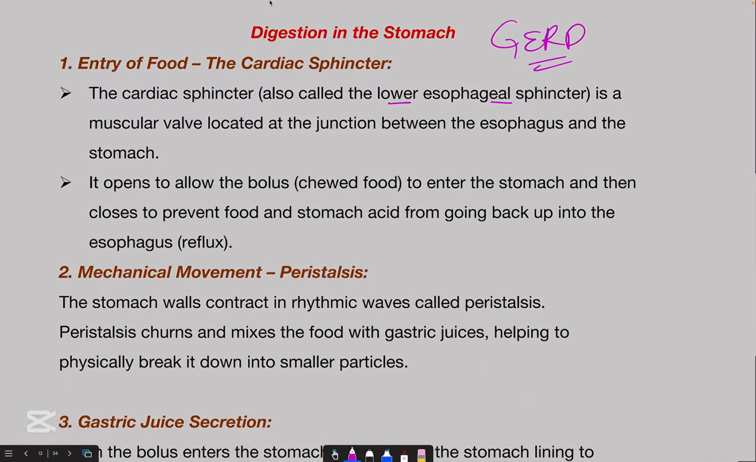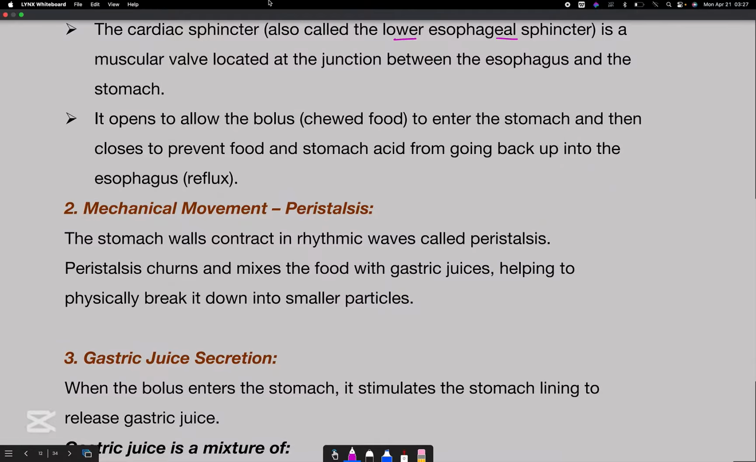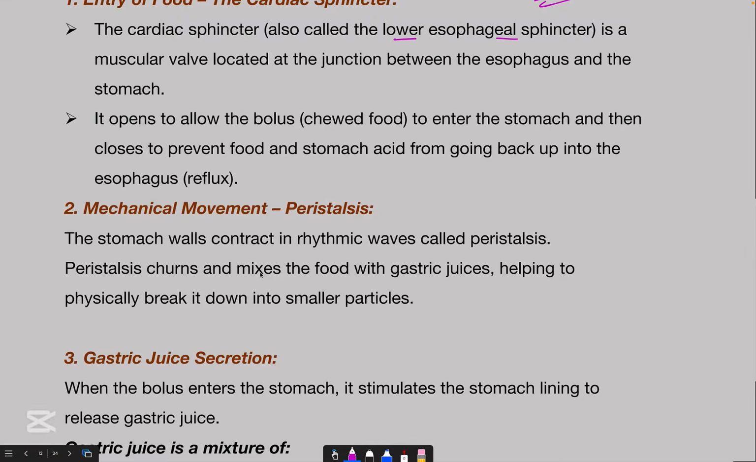Now, mechanical movement. We talked about peristalsis when we talked about the churning effects of mechanical movement. The stomach contracts in rhythmic waves called peristalsis. Like that contraction, boom, boom, boom. The stomach contracts like that and the food moves down. Peristalsis churns and mixes the food with gastric juice, helping to physically break it down into smaller particles.